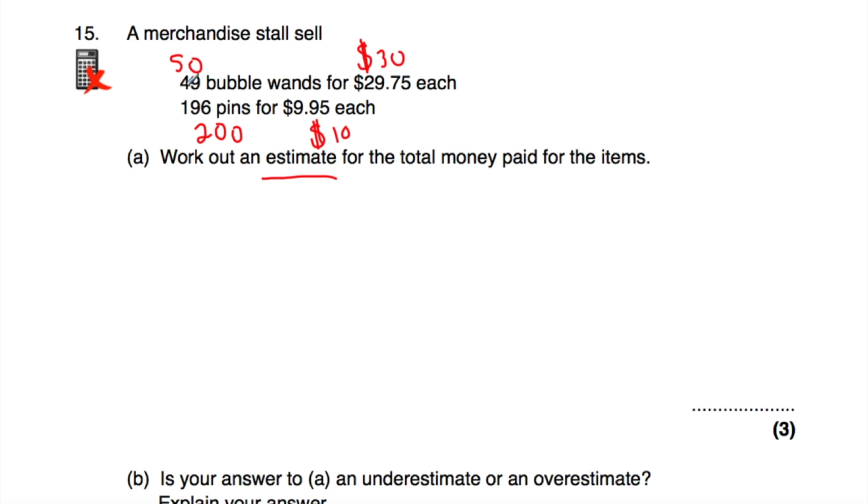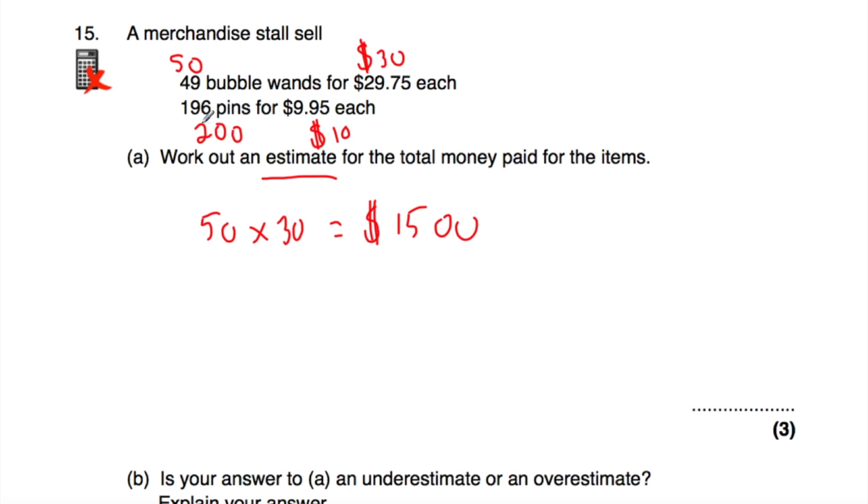So now what I'm going to do is work out how much was paid for the bubble ones, or an estimate for how much was paid for the bubble ones. So we're going to use these numbers. We're going to do 50 multiplied by 30. So that's our estimate. 5 times 3 is equal to 15, and then we've got 2 zeros. So our estimate for the money that was received for the bubble ones is $1,500.